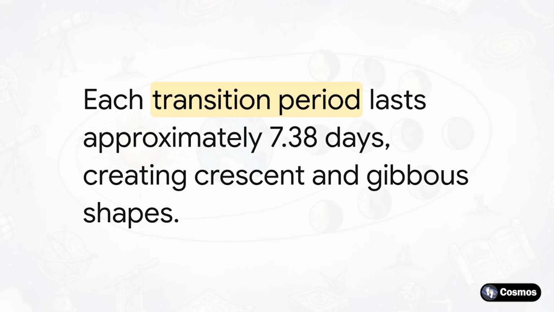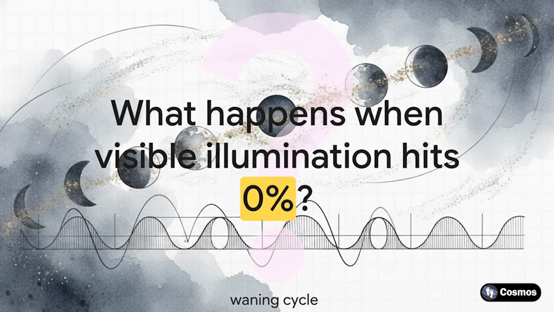Now obviously, the moon doesn't just snap from one phase to the next like a light switch. Between all those major milestones are the really beautiful crescent and gibbous shapes. And each of these transition periods lasts about 7.38 days, smoothly waxing up to 100% visible illumination and then waning right back down. Which brings us to a really fascinating turning point. We've tracked the math, we've looked at the geometry all the way down the waning cycle. So what actually happens when that visible illumination hits exactly 0%?